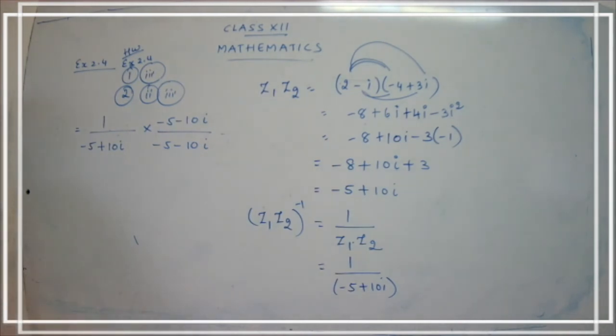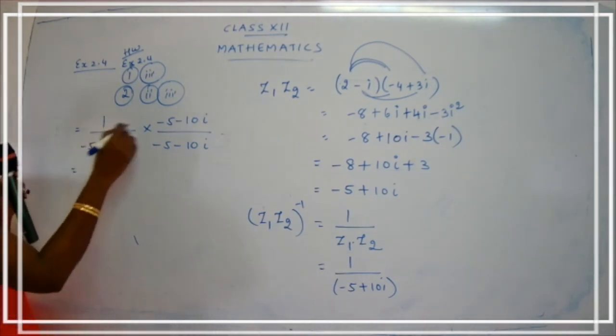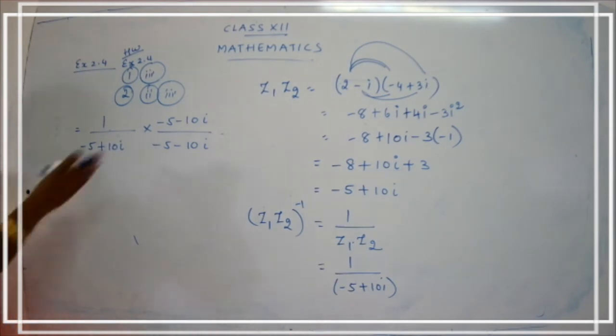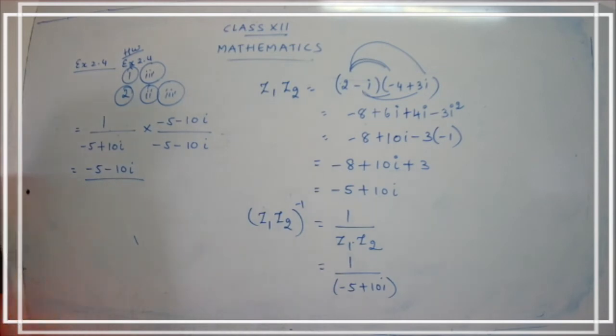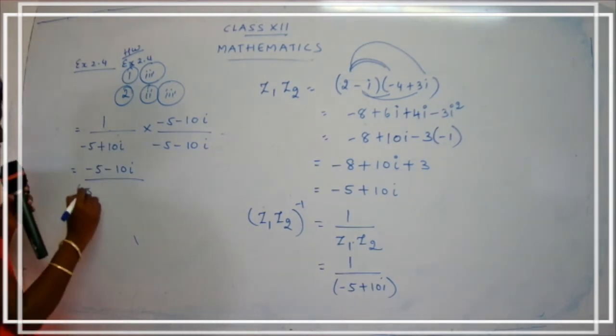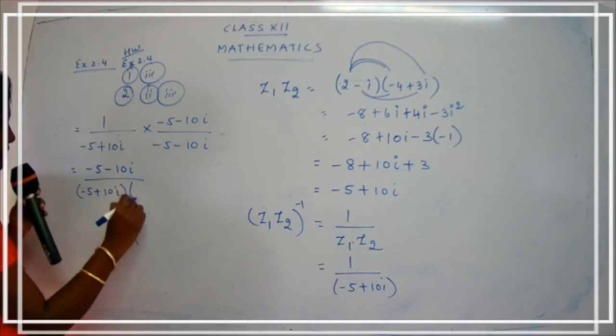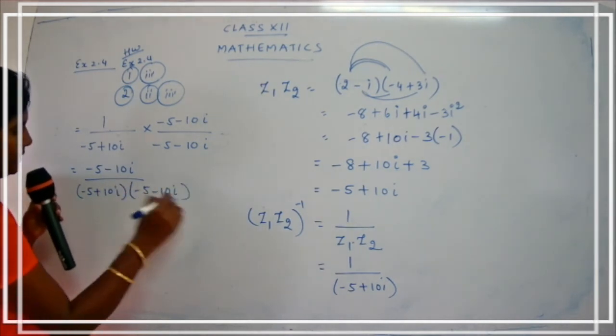Multiply the numerator part, children. So what do you get here? 1 into this number. That means you get the same number. Minus 5 minus 10i. That's all. Okay, so numerator part is done. Now let's go for the denominator part. What is the denominator part? Yes. Minus 5 plus 10i into minus 5 minus 10i.